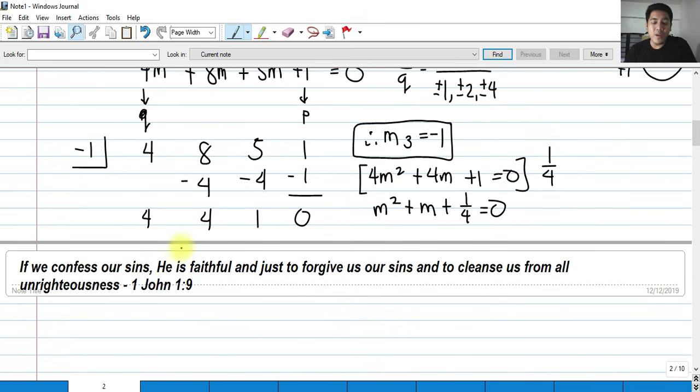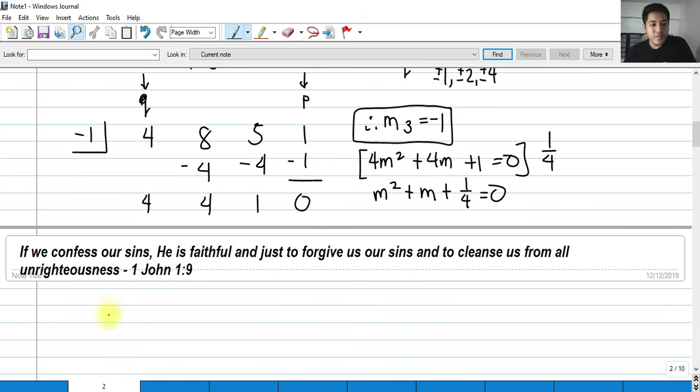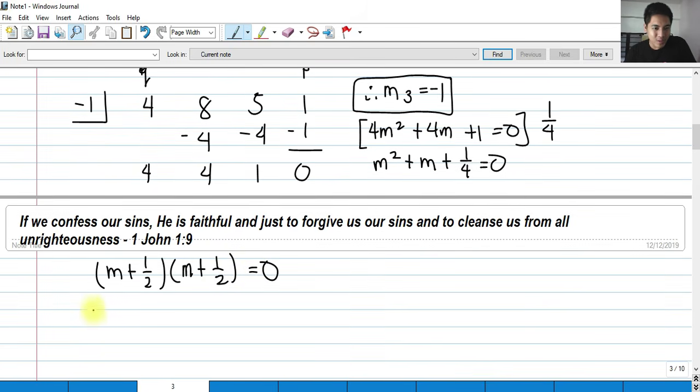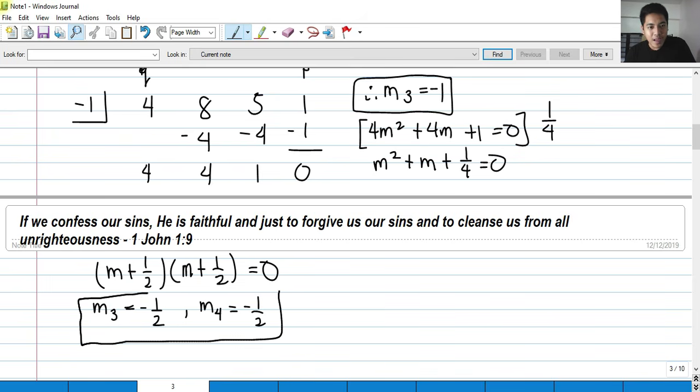And as you can see, if we are going to factor this, it should be equal to m plus 1 half, squared, equal to 0. As you can see, we have another repeating root. So we have m sub 4 is equal to negative 1 half, and m sub 5 is negative 1 half. Because this would be the final step that we're going to solve for the roots.